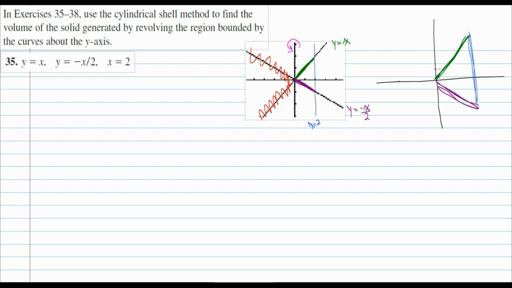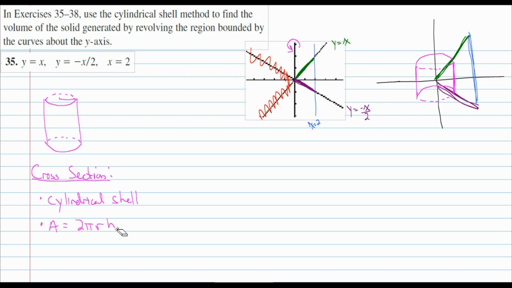So I'm going to draw an edge of one of my shells connecting y equals x and y equals negative x plus 2. My shells are being revolved around the y-axis, so they are vertical shells. I'm going to draw the opposite edge across the y-axis and then show the revolution by creating the circular top and bottom. And now we have a picture of what the shell is going to look like. So our cross sections are cylindrical shells. They're going to have the area 2 pi rh. So now we just need to figure out what the radius is and what the height is.